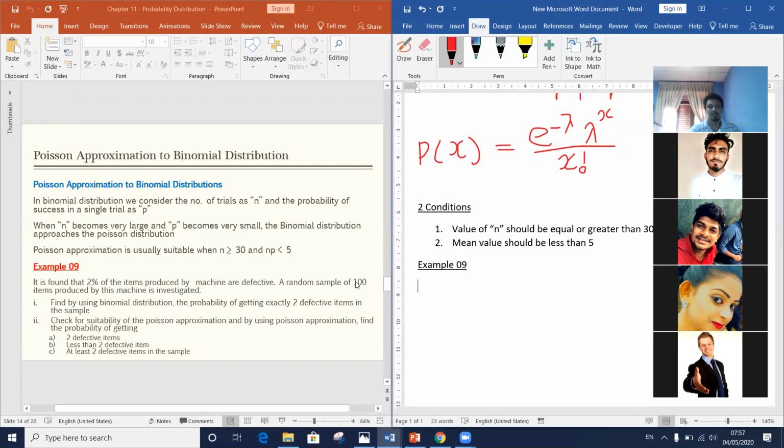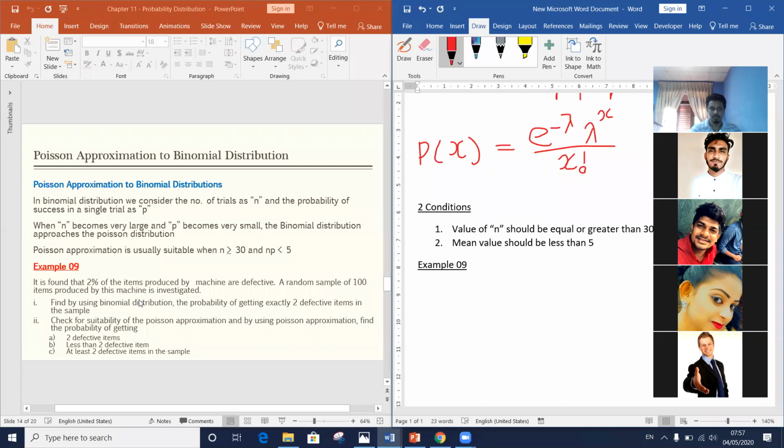A random sample of 100 items produced by this machine is investigated. Right? Out of every 100 items this machine makes, 2 are defective. We are going to check 100 items from this machine, knowing the fact that 2% of the items produced by this machine are defective. Right? Part 1. Find by using binomial distribution the probability of getting exactly 2 defective items in the sample.